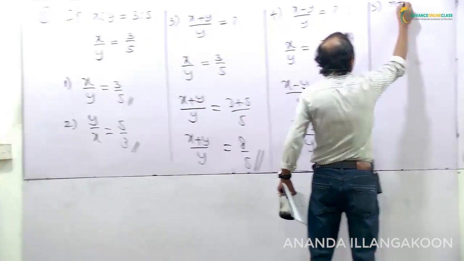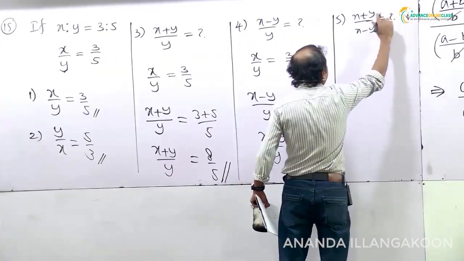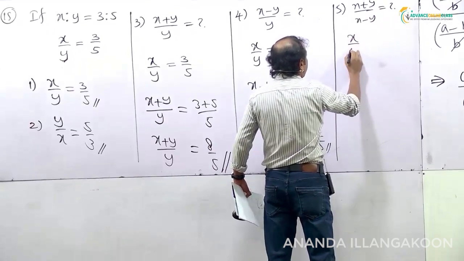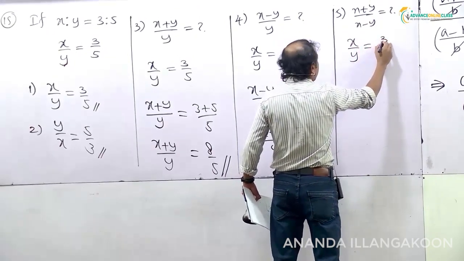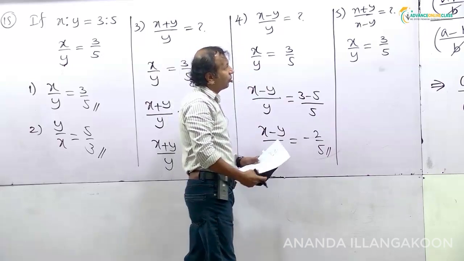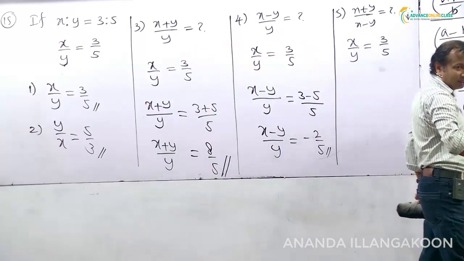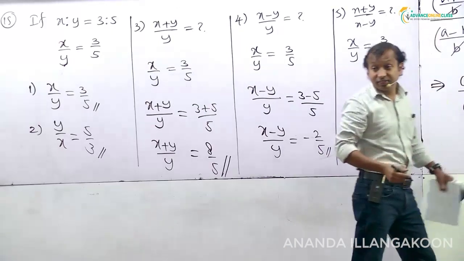Asking what? (x + y) over (x - y). Given x upon y is equal to 3 over 5. Can somebody tell me how to take this? The last property we learned. What is the last property we learned?